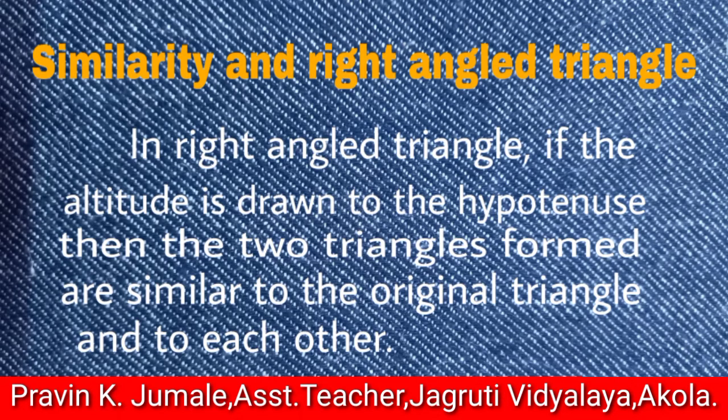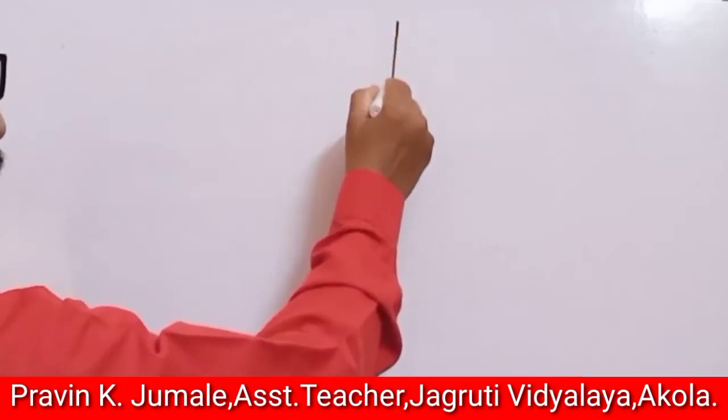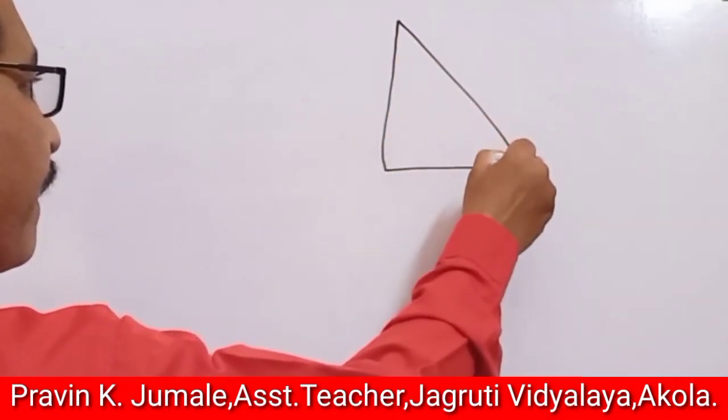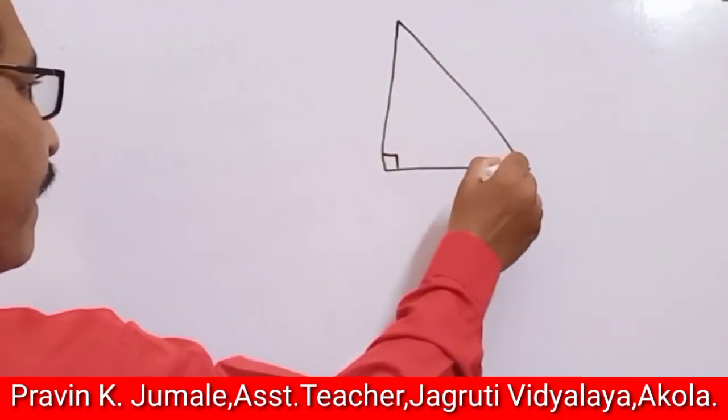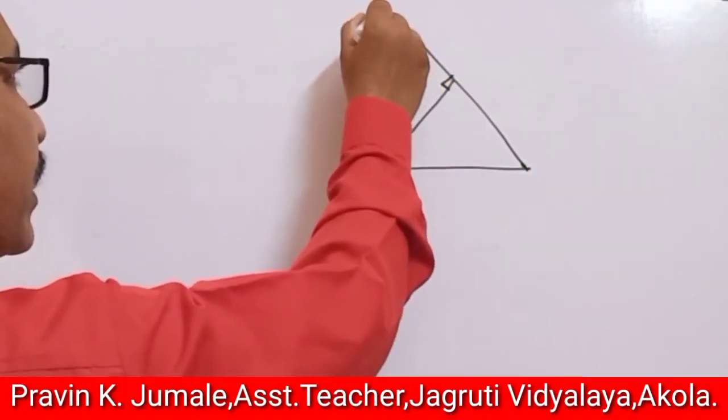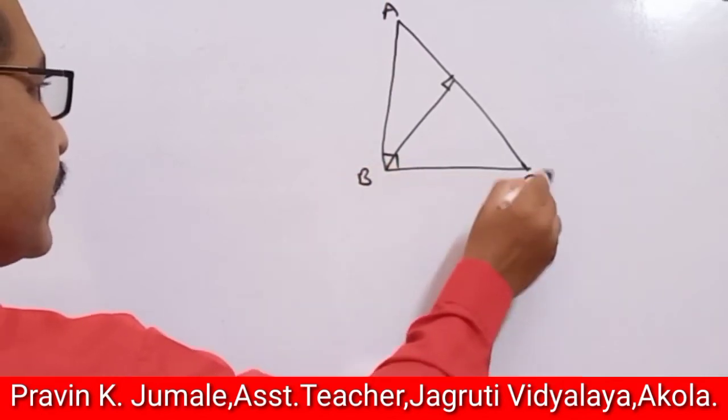Similarity and right angle triangle. In the right angle triangle, if the altitude is drawn to the hypotenuse, then the two triangles formed are similar to the original triangle and to each other. This is a right angle triangle. This is perpendicular segment, A, B, C. This is D.